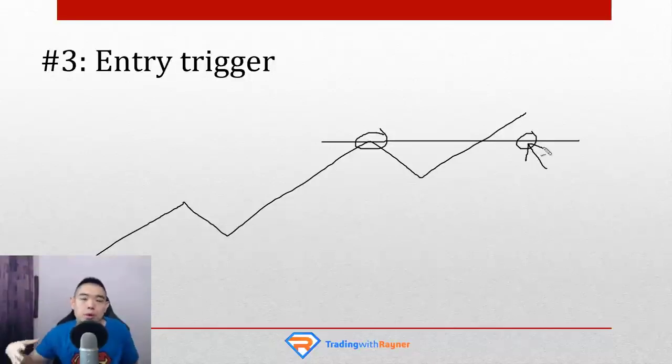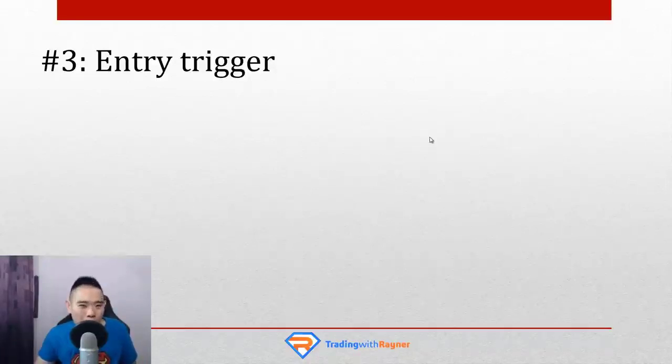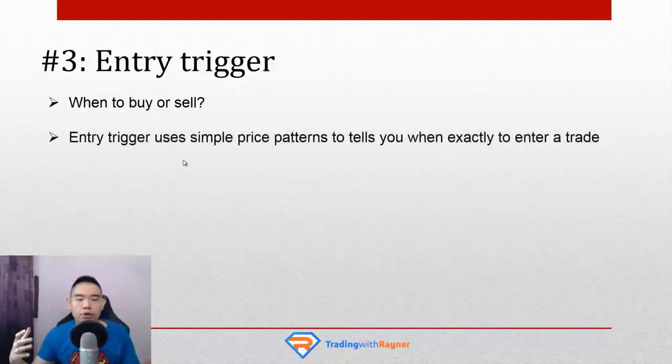And now this brings us to our third section, entry trigger. Once you have your market structure, once you have your area of value, the next question is, when do you enter a trade? So this is what entry trigger is all about. It tells you when exactly to enter a trade, when exactly to buy or sell. To do that, we'll learn some simple price patterns that you can utilize that tell you when to enter a trade after your earlier market conditions are met, namely the market structure and the area of value.